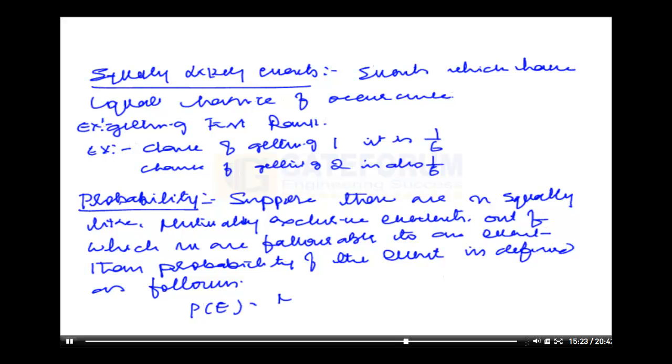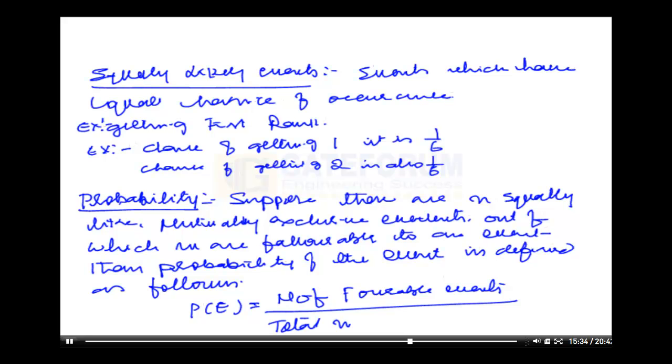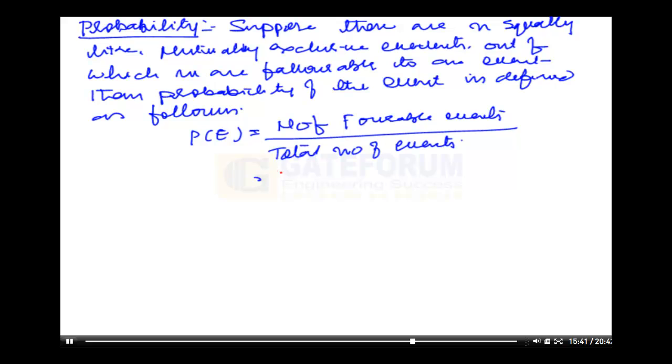It is equivalent to the number of favorable events by the total number of events. So the number of favorable events is m, and the total number is n. Therefore, the probability of the event is defined as m by n, and out of n, m are favorable.